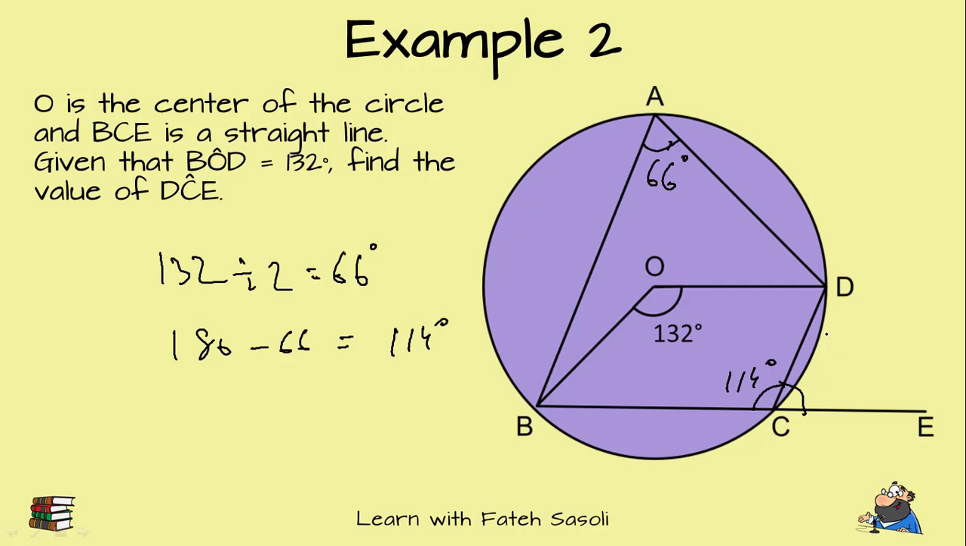Now the real part was to look for DCE, this external angle, and since line BCE is a straight line, the angle sum should be equal to 180 degrees. So 180 again subtract 114 and the angle DCE should also be equal to 66.